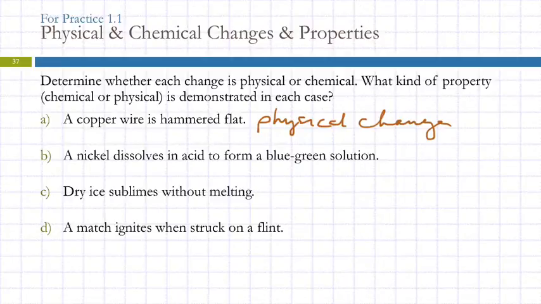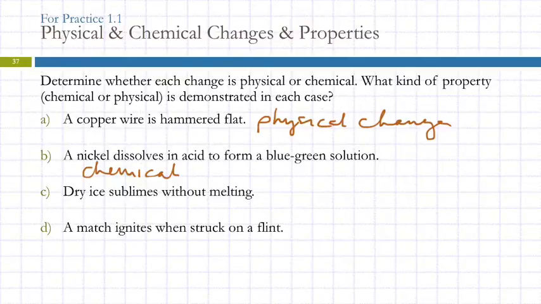Letter B. A nickel, the coin, dissolves in acid to form a blue-green solution. That's going to be a chemical change. So the nickel is actually, originally was made out of nickel metal. It's got nickel atoms in it. When you put it in the acid, it's going to change color. And now you've got a blue-green solution. The nickel itself, you can't see it in there anymore.